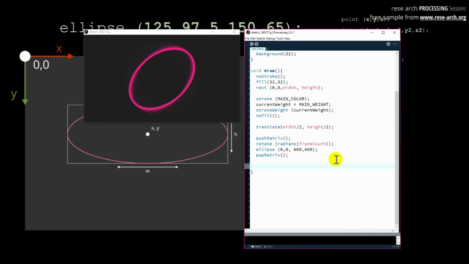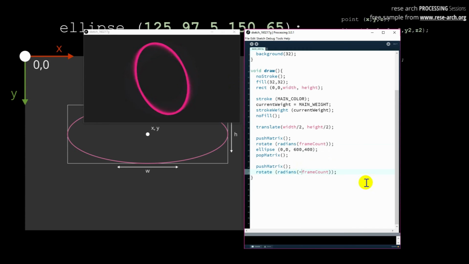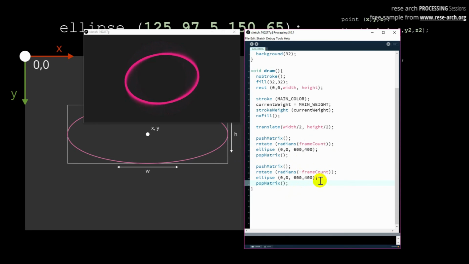And now I will pushMatrix again. I'm saving the current state. I will rotate, and I'm actually just going to copy paste this one. I will rotate, but this time I'm going to rotate the other way around, counterclockwise, and I'm drawing the same ellipse and popping the matrix. So, returning to the original state.